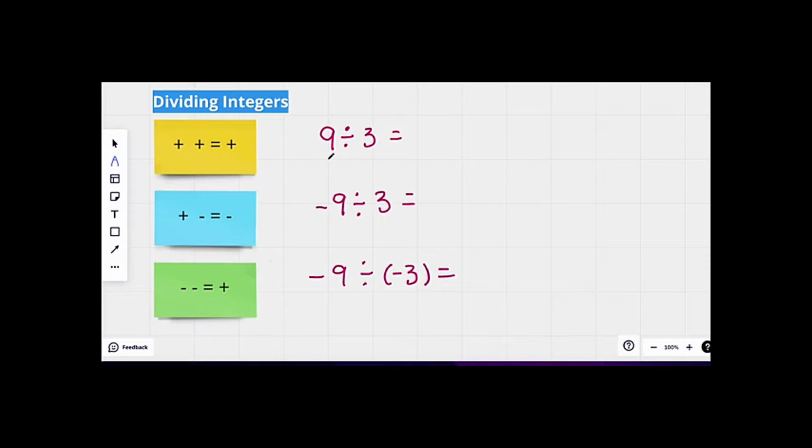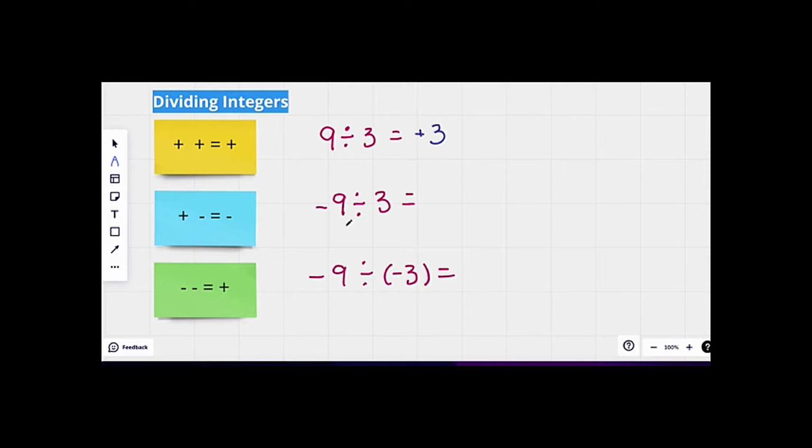We've got positive 9 divided by positive 3. So we know that 9 divided by 3 is 3. And now we make a decision about the sign. So we've got a positive divided by a positive. That means it is a positive. And we don't have to put the sign. I'm just showing that it would be a positive number.